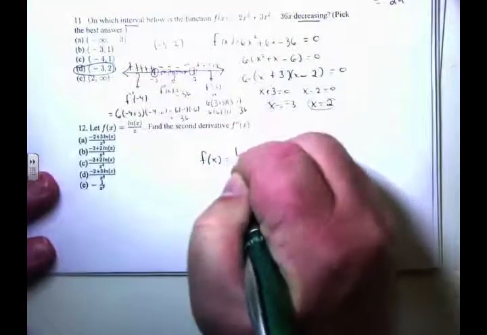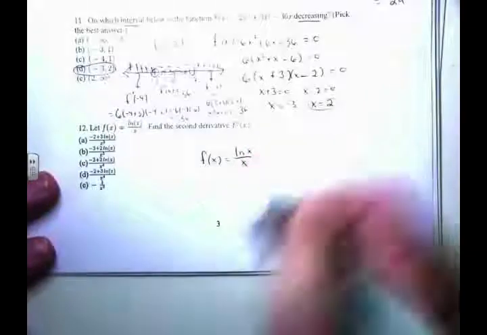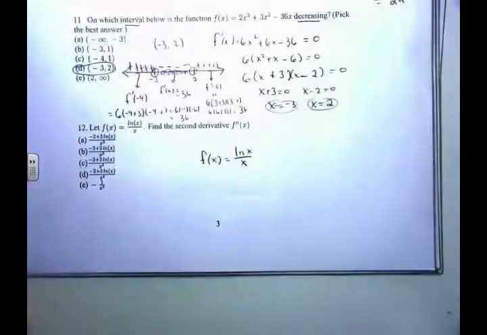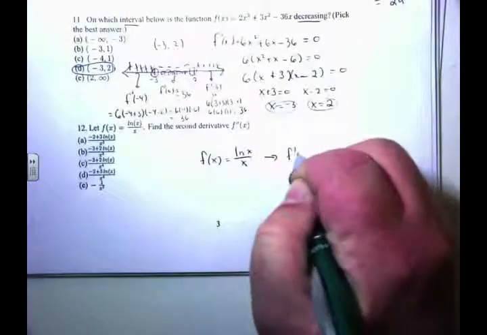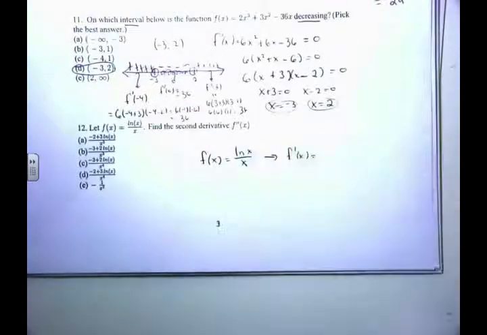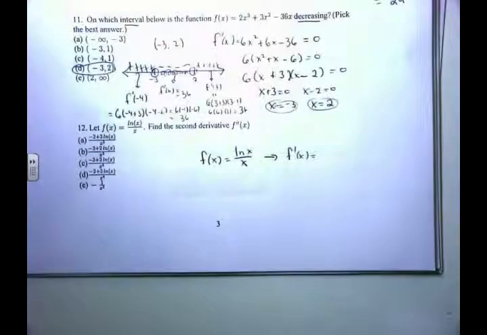f(x) is equal to the natural log of x divided by x. I am supposed to take the second derivative. But to be able to take the second derivative, I first have to take the first derivative. What rule would you use to take the first derivative? I see natural log of x divided by x. I'm going to use the quotient rule.